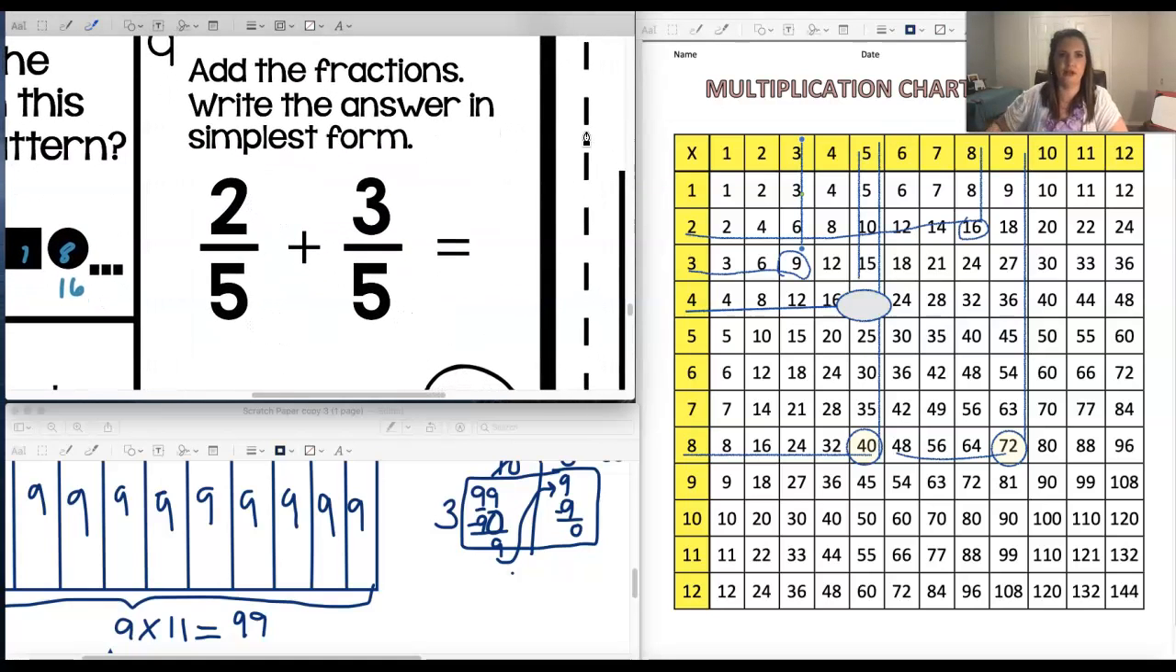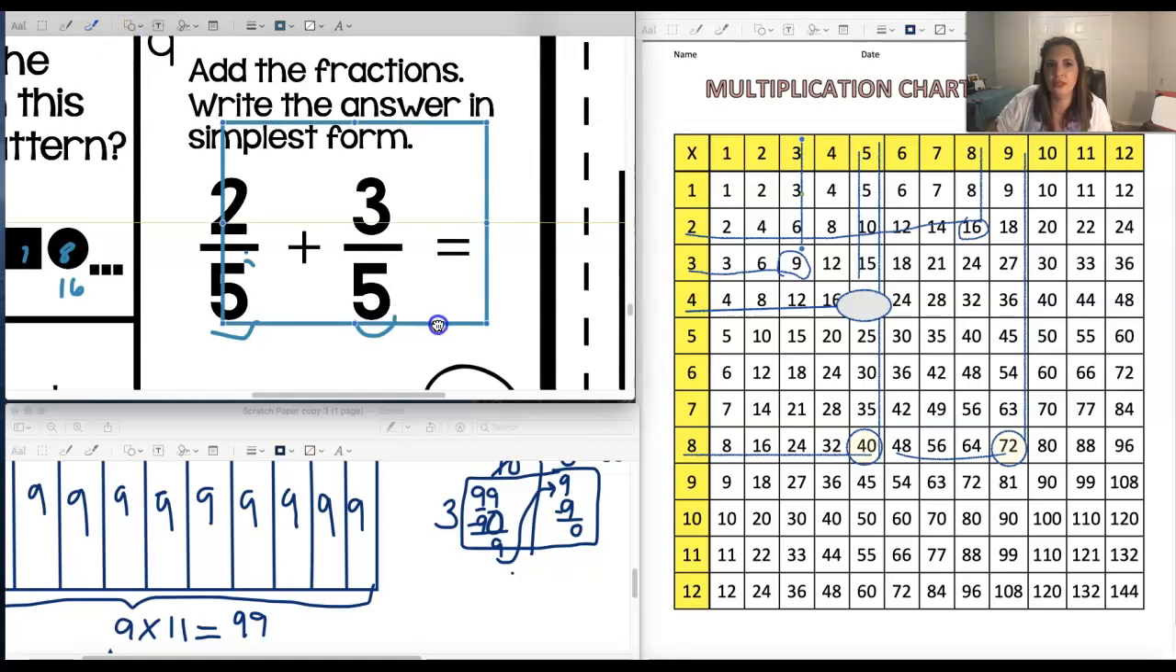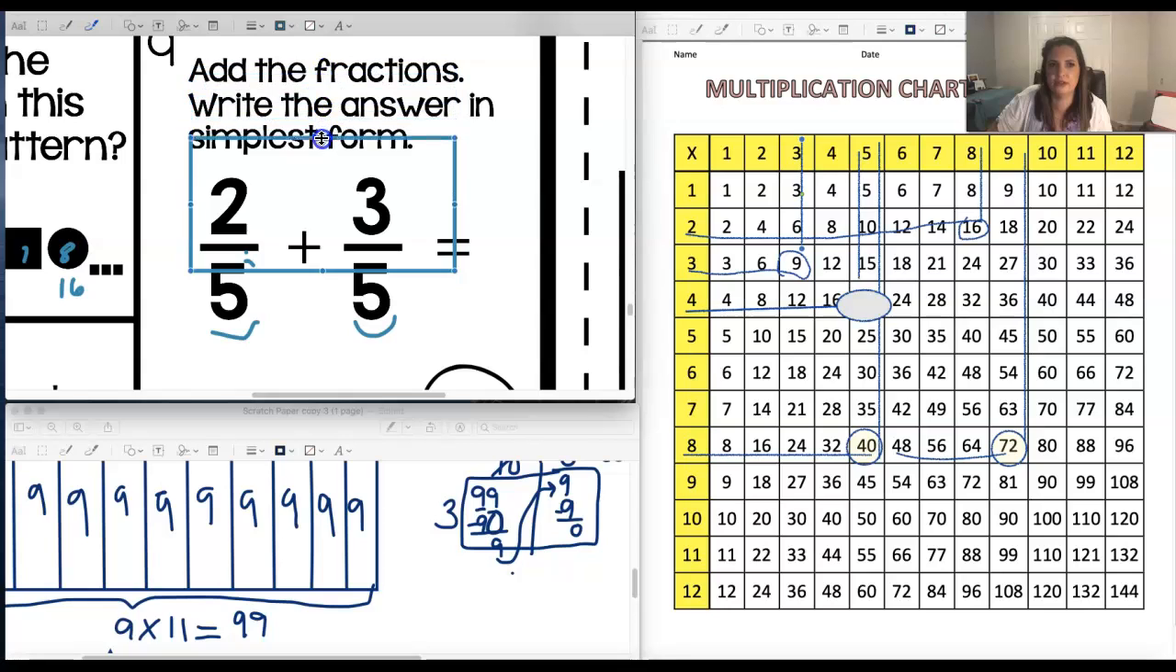Okay, let's go to question 9. Add the fractions. Write the answer in simplest form. When you are adding fractions, so we're not comparing them anymore, now we're adding them. As long as your bottom denominators are the same, remember I said those were like denominators, then you can simply look at your numerators and just add those. So if your bottom denominators are the same, that means it will also be the same in your answer.